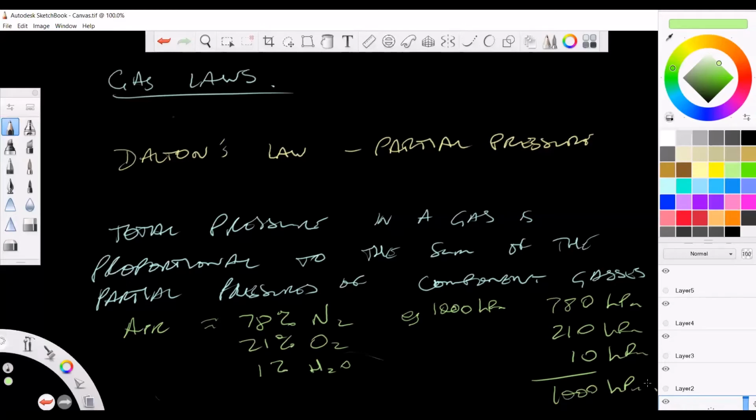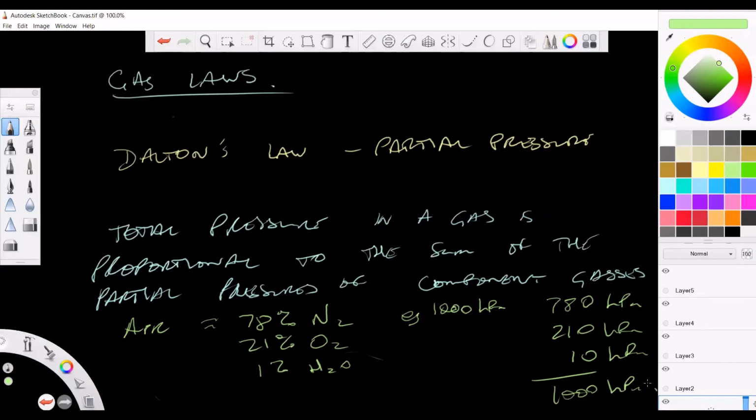By the way, the reason I'm ignoring everything else is because the next constituent is carbon dioxide, which is about 0.04%. It's a very tiny amount, so that would be 0.4 of a hectopascal. So that's an irrelevant contribution, really.